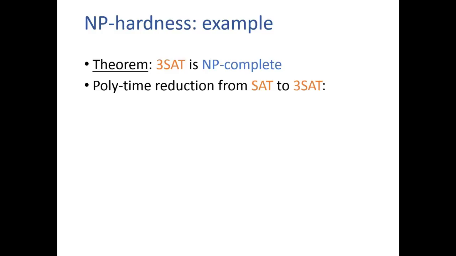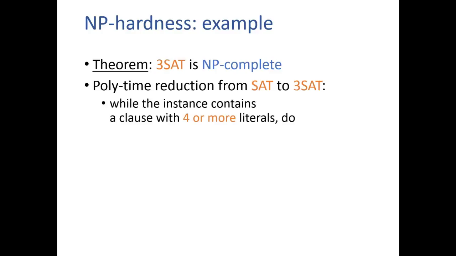Okay, so how do we do that? At the mechanical level, we need to take an instance of SAT, an instance of our known hard problem, and transform it into an instance of our problem. So let's start with an arbitrary instance of SAT. If that instance only contains small clauses, clauses of at most 3 literals, then we are good, we are done. Our reduction is just to output the instance we already have. So suppose not. What can go wrong? If it's not an instance of 3 SAT, it has clauses with 4 or more literals. So what do we do with those?